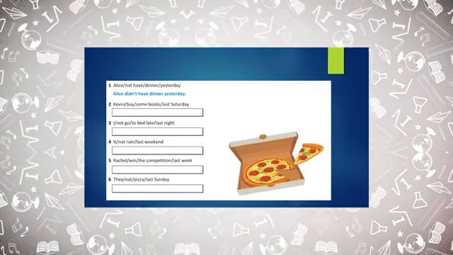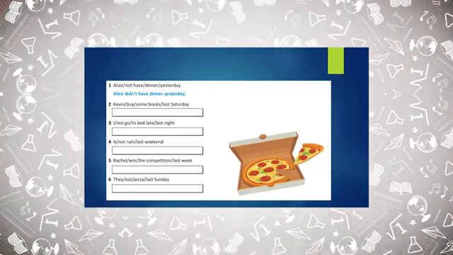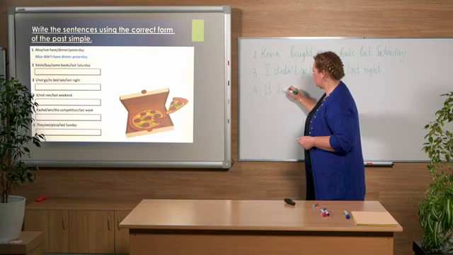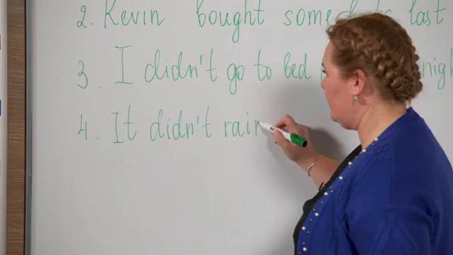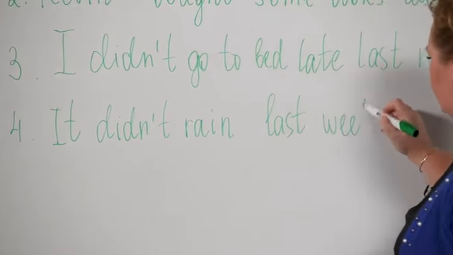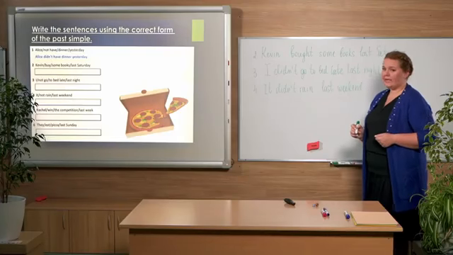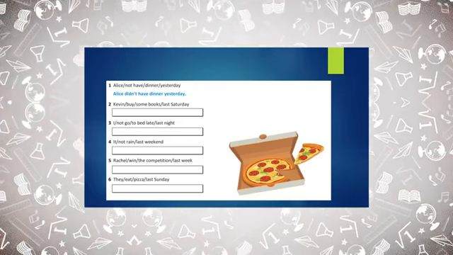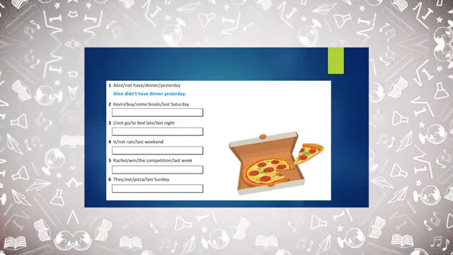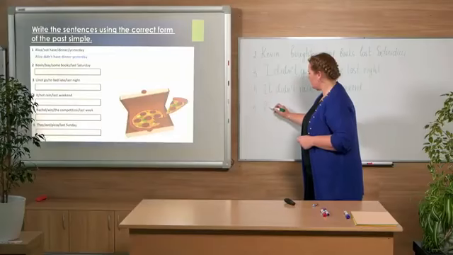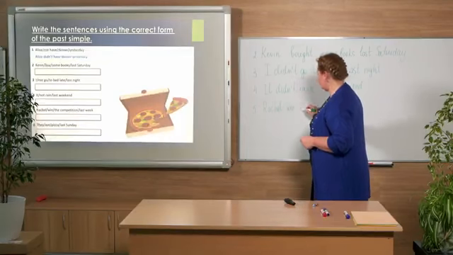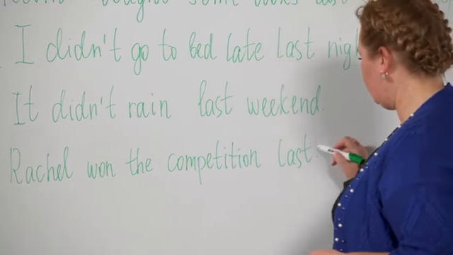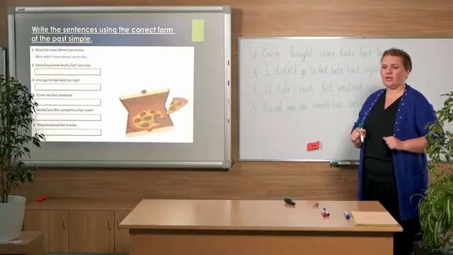Number 4. It not rain last weekend. Not again, this is negative sentence. So again I need an auxiliary, did. It didn't rain last weekend. The next one, Rachel win the competition last week. Win is an irregular verb. The past simple for it is won. So, Rachel won the competition last week.